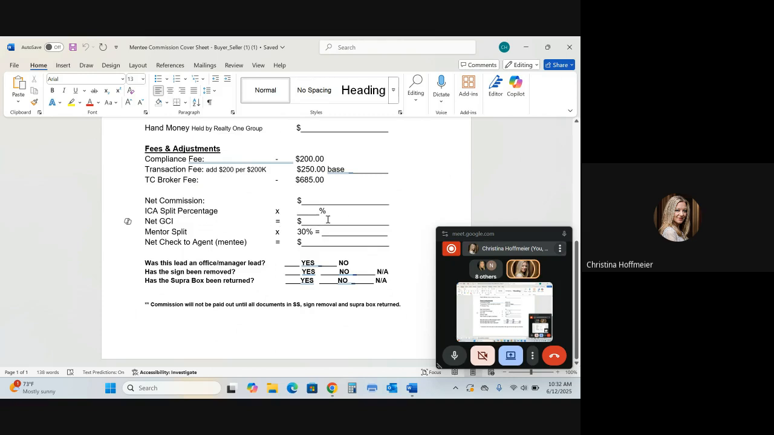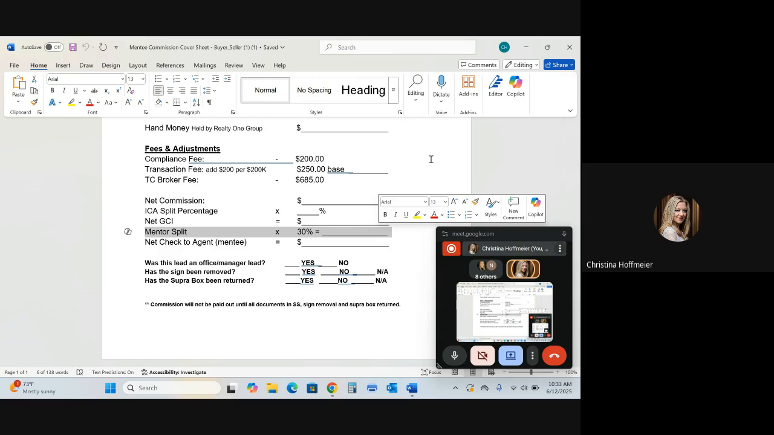But we have an additional deduction. So mentor split is 30%. So we want to put that right here and that gets subtracted. And then you have your net check to your agent, meaning mentee. So it's exactly the same, but there's an additional step, which is right here, because that mentor receives an override on the mentee's business when they close while they're in the mentor program. I'm getting tongue-tied with all these M's. So while the mentee is in the program, there is a 30% override to the mentor who is helping them on those transactions until they graduate out of the program.